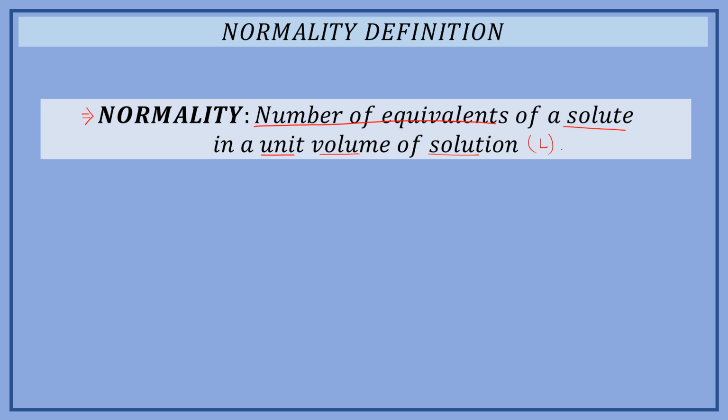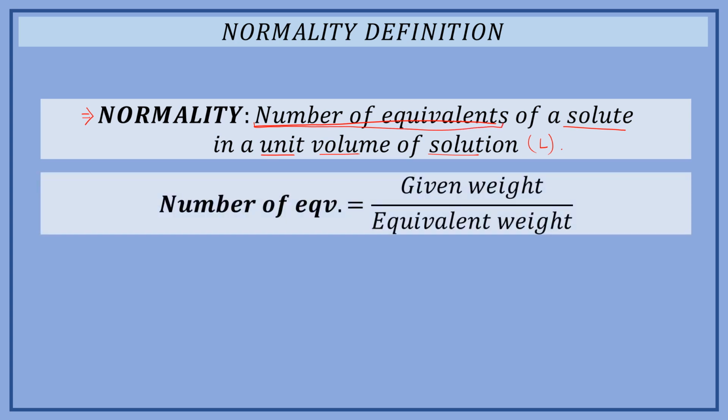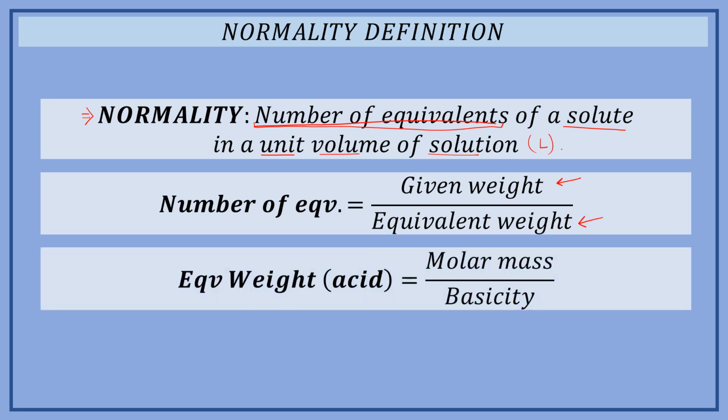Okay, and now this new term, number of equivalents, is calculated as given weight of that particular solute divided by its equivalent weight, and equivalent weight again is calculated as molar mass divided by basicity. This definition of equivalent weight is for acid and it will change depending on the type of compound it is. We will see this in our coming videos.